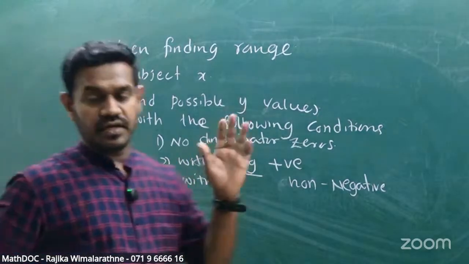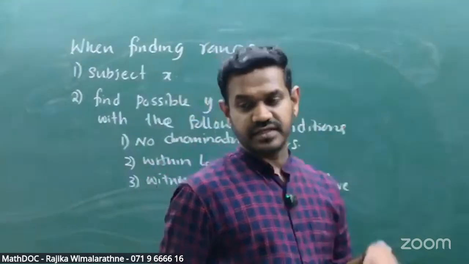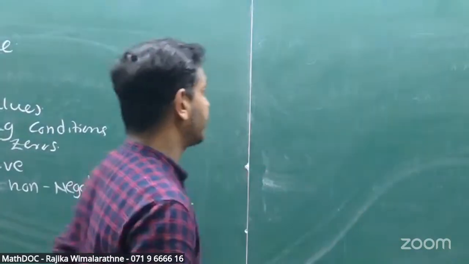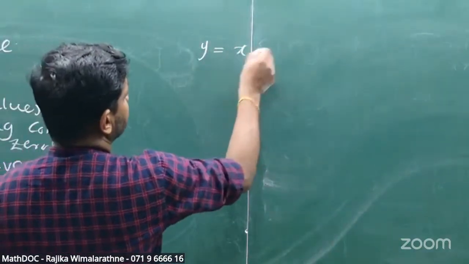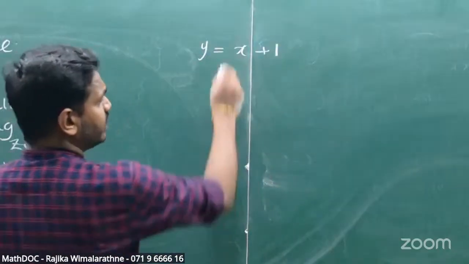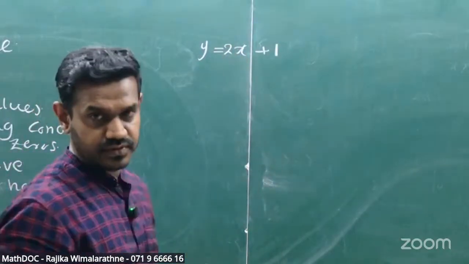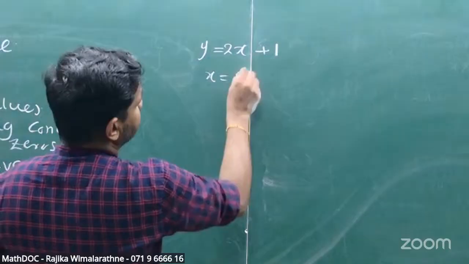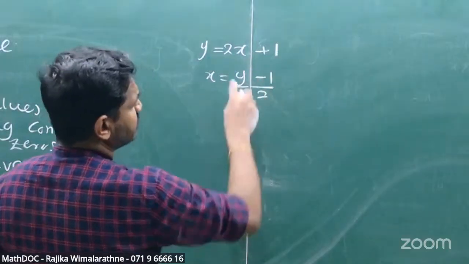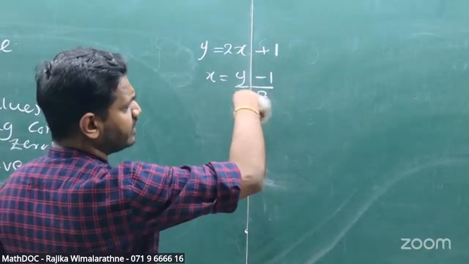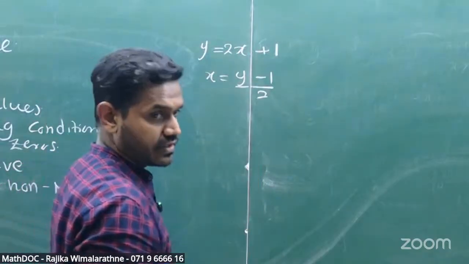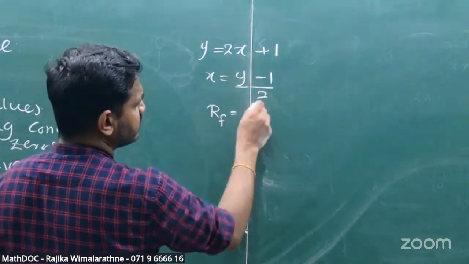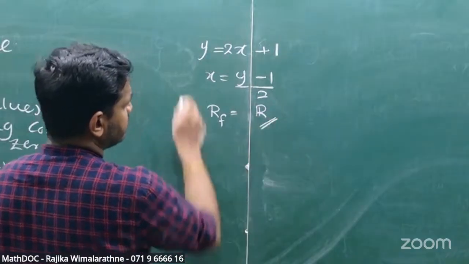Okay, now let's see a few examples. You follow that procedure. Take the function y equals 2x plus 1. I'm going to find the range. Here you make x the subject: x equals y minus 1 over 2. Here we don't have any denominator, square root, or logarithms. Therefore, for the range, any real y value is possible.